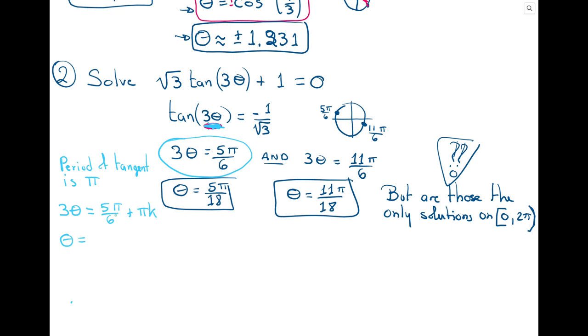So I'm dividing 5 pi over 6 by 3. We already did that, it gave me 5 pi over 18. But I also need to divide pi k by 3. So that will be pi over 3 k. So that will be one of the general solutions.